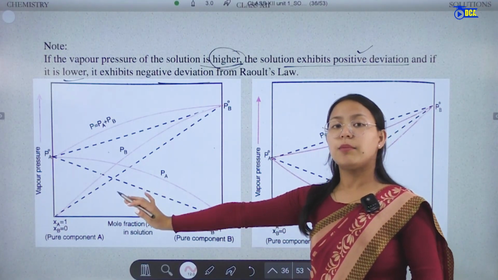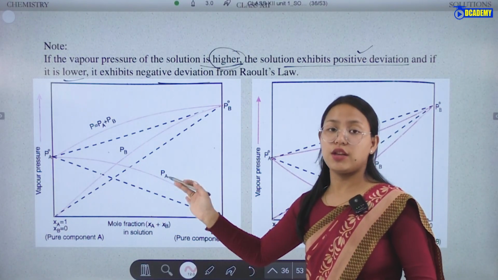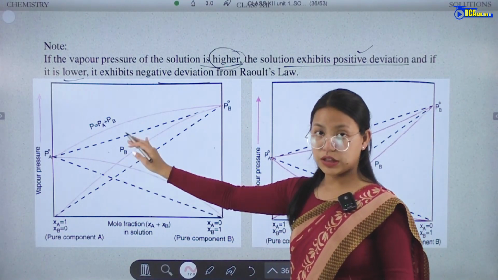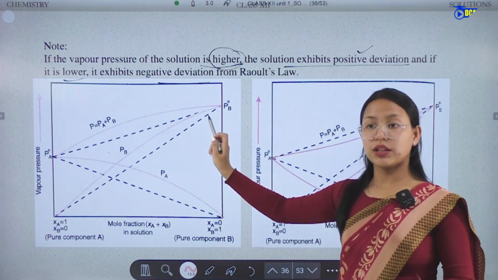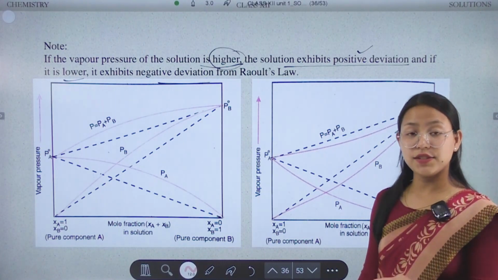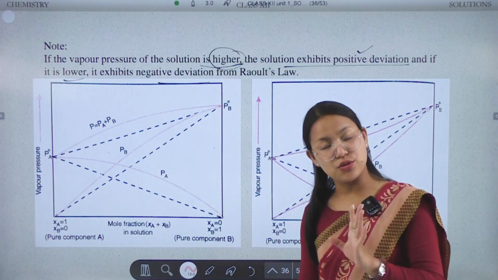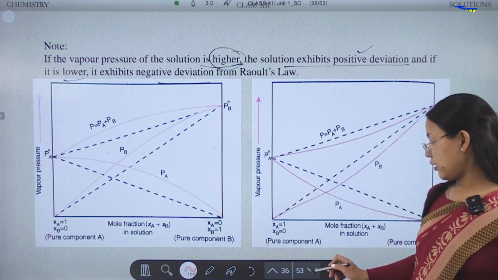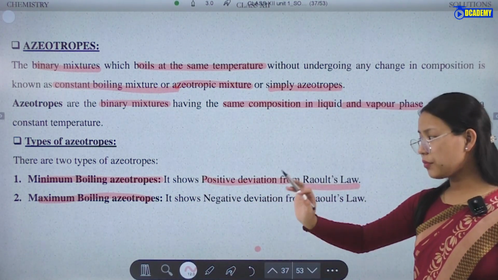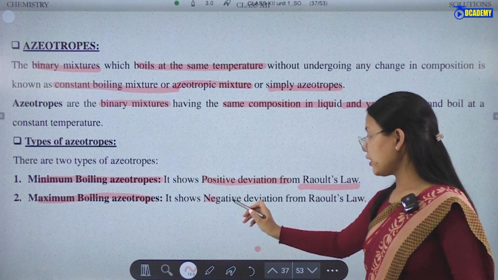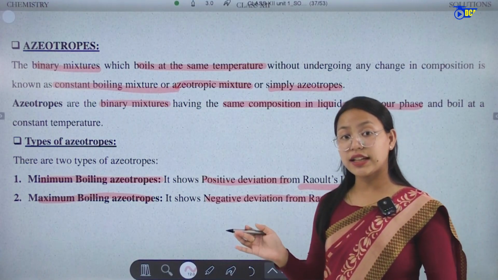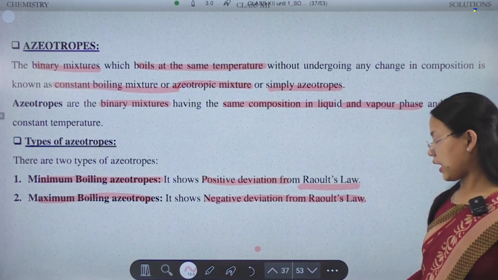In the vapor pressure equation curve of Raoult's law, the curve rises above the ideal line. This is the situation, or the condition, for minimum boiling azeotropic mixtures. And what about maximum boiling azeotropes? The maximum boiling azeotropes show negative deviation from Raoult's law. So they show negative deviation, and the boiling point is higher.